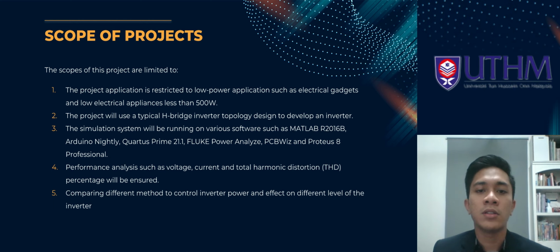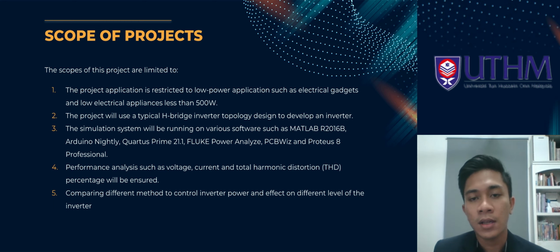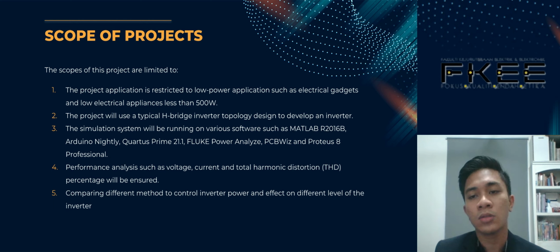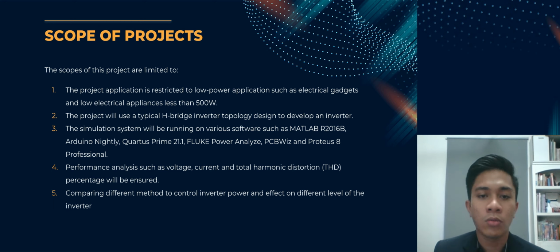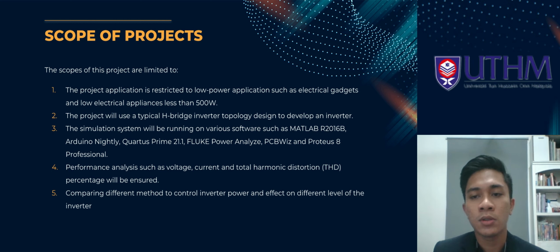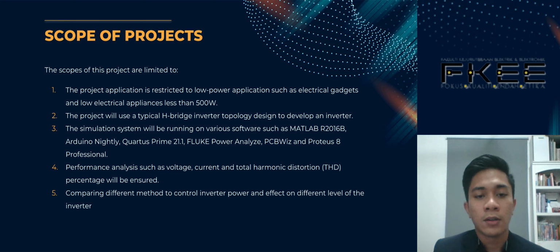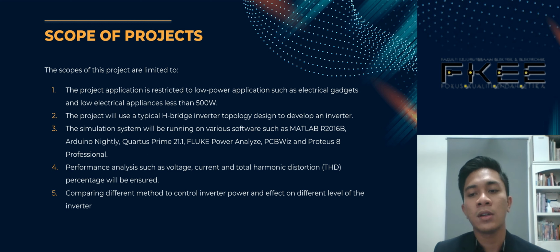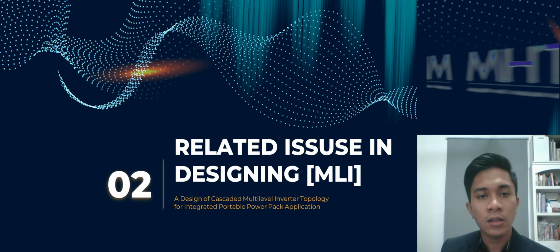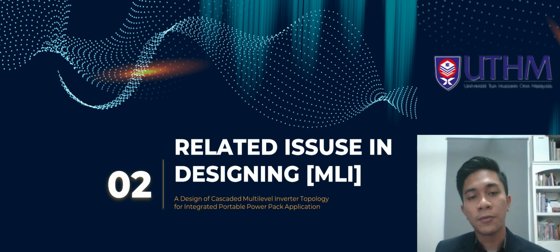Moving on to the scope of the project. The project application is restricted to low power applications, such as electrical gadgets and low-power electrical appliances of less than 500 watts. The project will use a typical H-bridge multi-level inverter topology design to develop an inverter. The simulation will be run on various software such as MATLAB, Arduino, Quartus Prime, Fluke Power Analyze, PCWiz, and Proteus 8 Professional. The fourth is performance analysis, where voltage, current, and THD percentage will be ensured. The fifth and last is comparing different methods to control inverter power and the effect on different levels of the inverter.